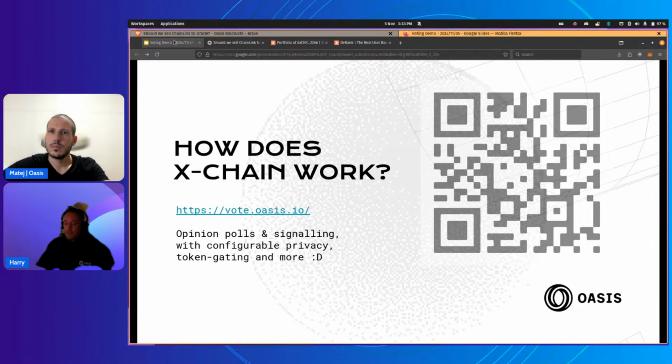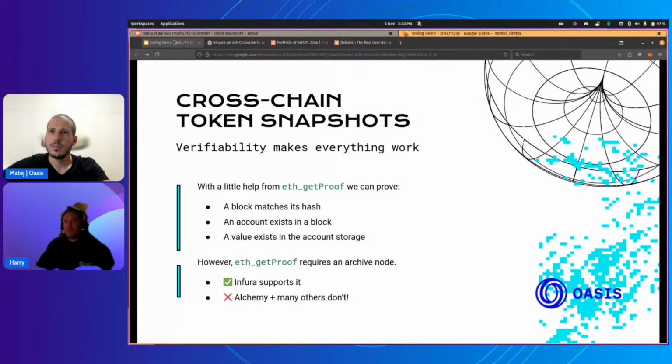And for the cross-chain stuff, we're using ETH get proof behind the scenes. For that, you do need to have an archive node. Public RPCs like Infura support ETH get proof for most of the chains, but others like Alchemy don't, right? So if you're trying to do these trustless cross-chain proofs, it does matter which RPC provider you use, or you might have to run your own Ethereum nodes, for example. So anyway, we can prove that a block matches its hash. We can prove that an account exists within the block. And then you can prove that some value in storage exists within that account.